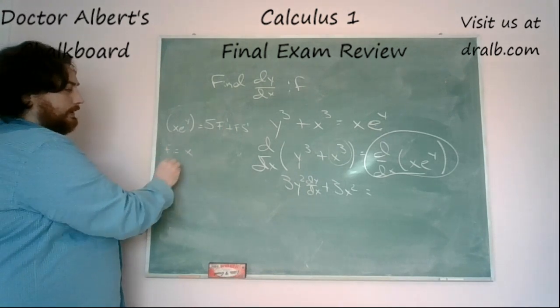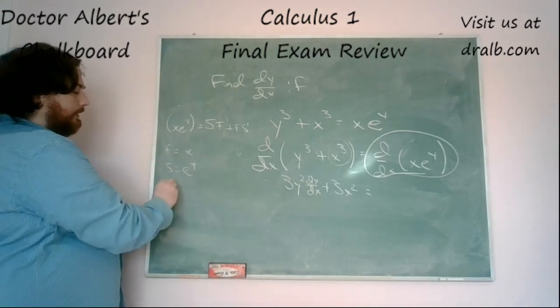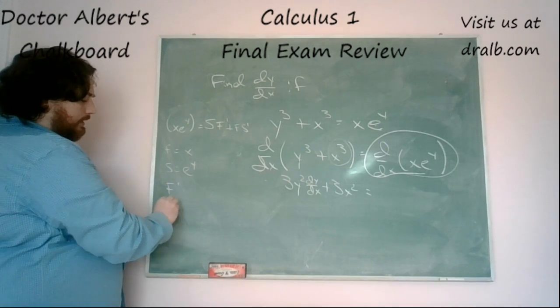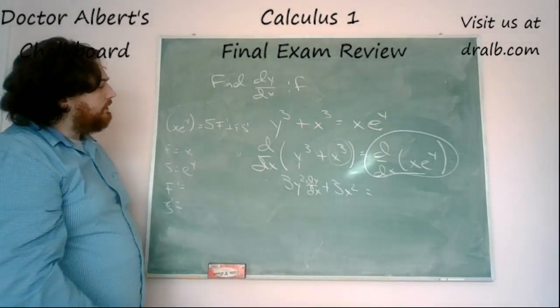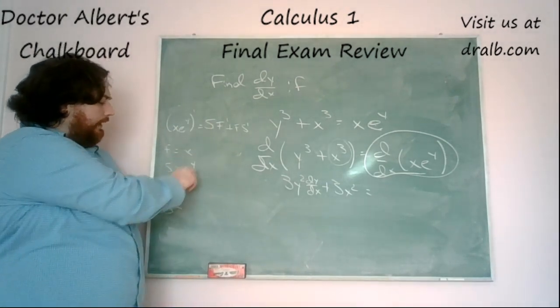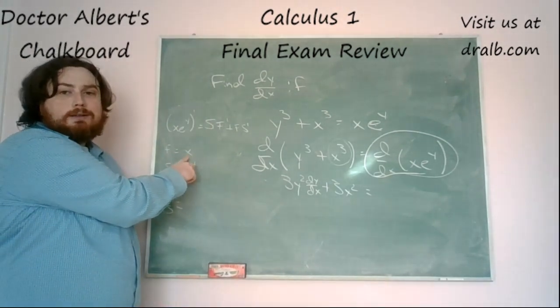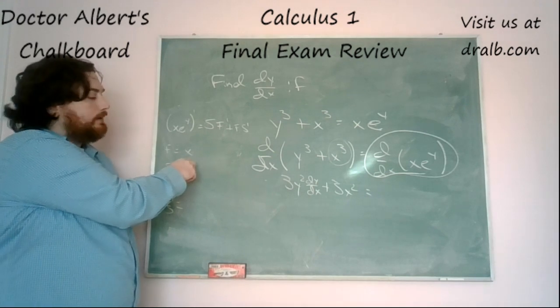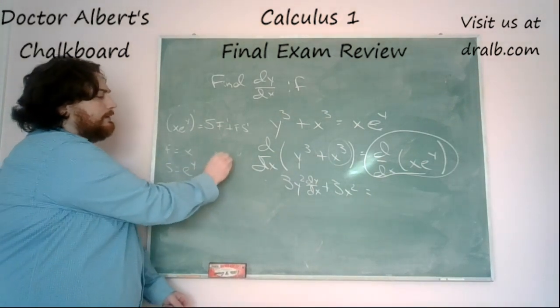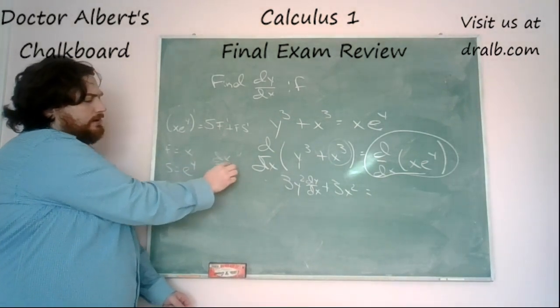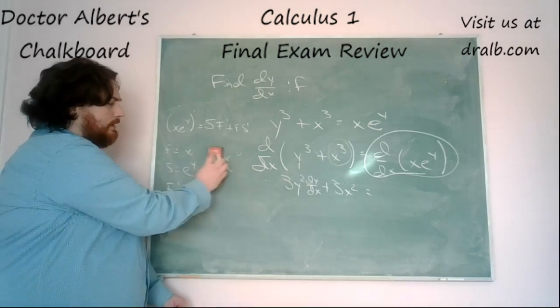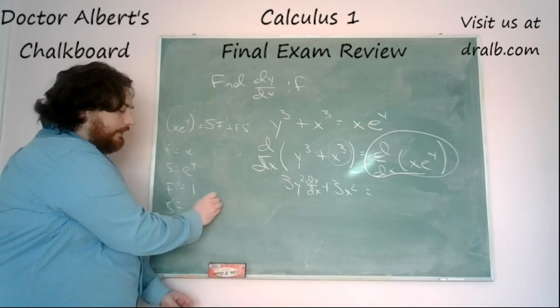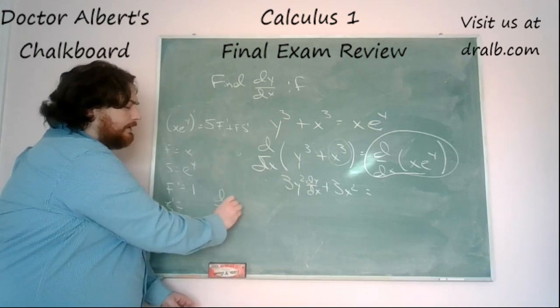My first function is x. My second is e to the y. And then I have to find my derivatives. So now, when I'm finding my derivatives, remember it's with respect to x. So the derivative of x with respect to x is just dx dx. These are the same letters, so it's just a normal derivative as one. On the other hand, I have to find the derivative with respect to x of e to the y.